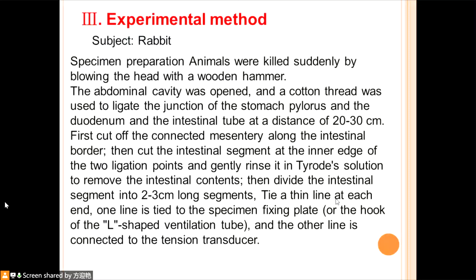We take a silk thread at each end. One thread is tied to the special fixed hook of the L-shaped ventilation tube, and the other thread is connected to the tension transducer. We can see here.